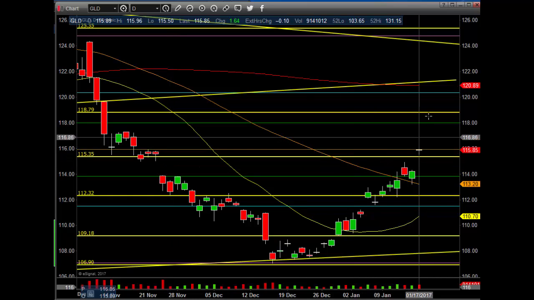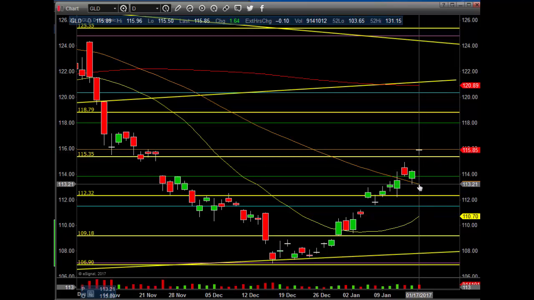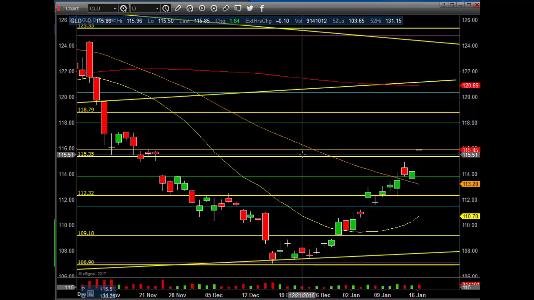But if you're bullish, you want this thing to keep going with some follow through. If you're bearish, you want to see this thing come right back down and get below the 50 MA and then go south. So, all right, guys.